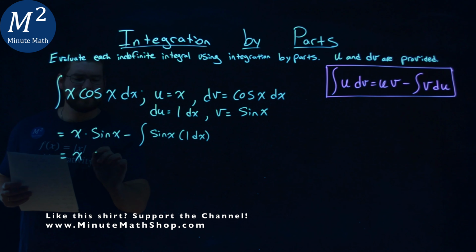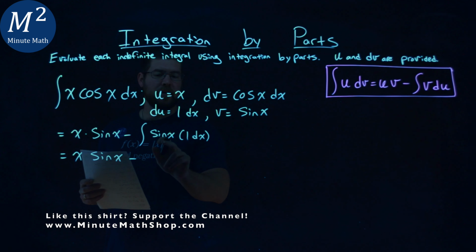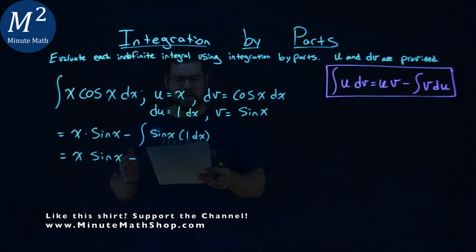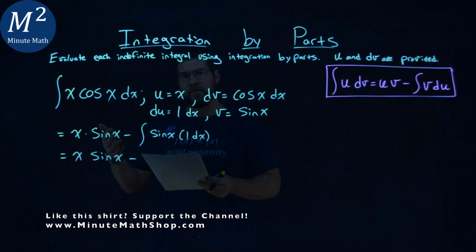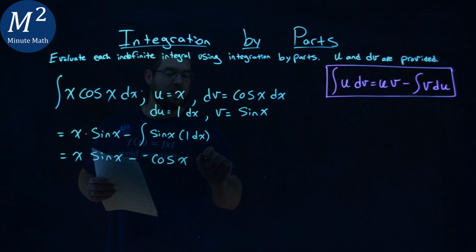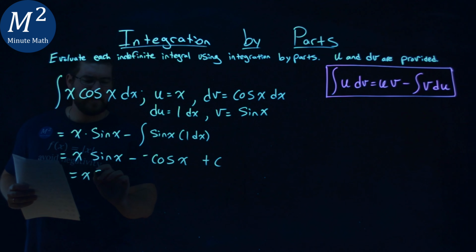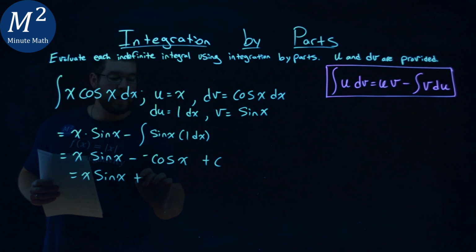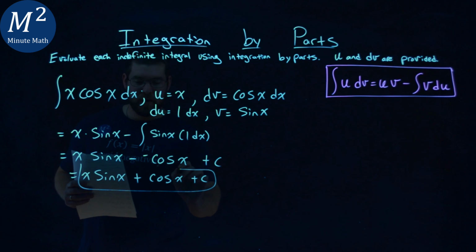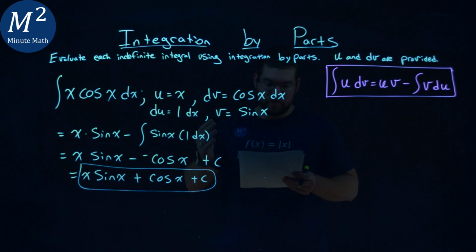We have x sine of x here, minus, now here it's sine of x times 1 dx, or sine of x dx. And what's the integral of sine of x? Well, that's a negative cosine of x. So we have a negative cosine of x right here. Don't forget the plus c now. We have to have one at the end. And let's just rewrite this to be nice and neat. X sine of x plus the cosine of x plus c. And so there we have it. Our final answer is x times the sine of x plus cosine of x plus c.